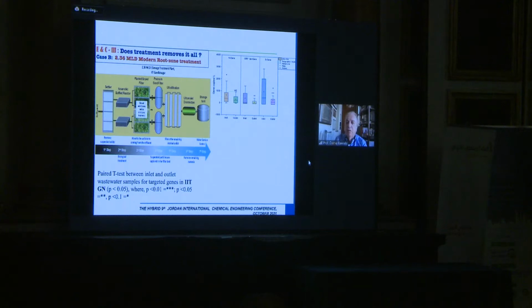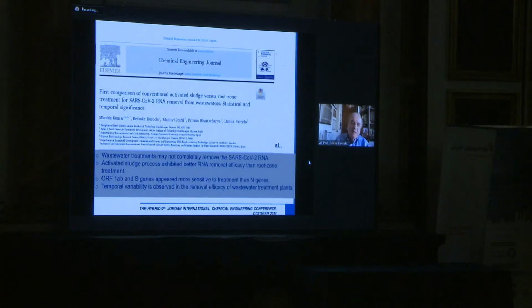You can see the removal rates were not so different from one to the other, but the removal was different for each gene. I don't want to go into the detail, but if you are interested, this has been published in the Chemical Engineering Journal. It shows that the removal rate in each technology was different. Wastewater treatment may not remove SARS completely, but depending on the gene, the technologies remove it differently, and some do it in a better way. The ORF1 and S genes were more sensitive to the treatment than N genes, in this particular technology.